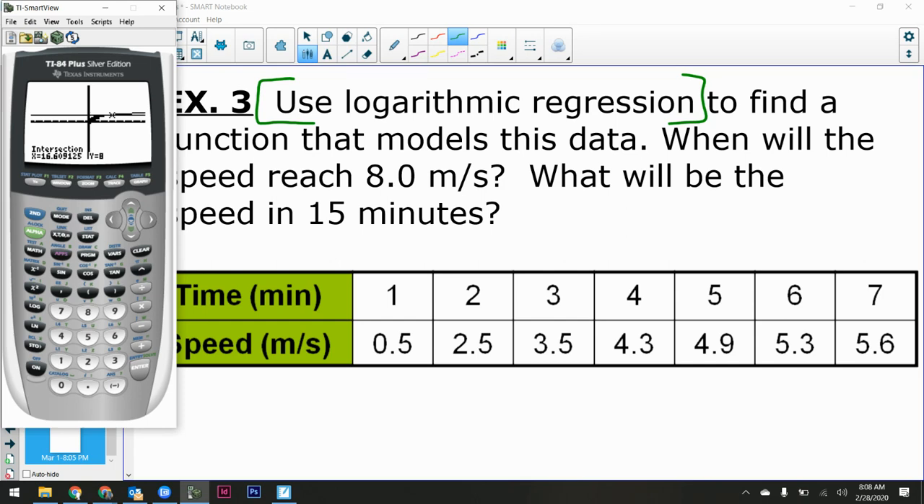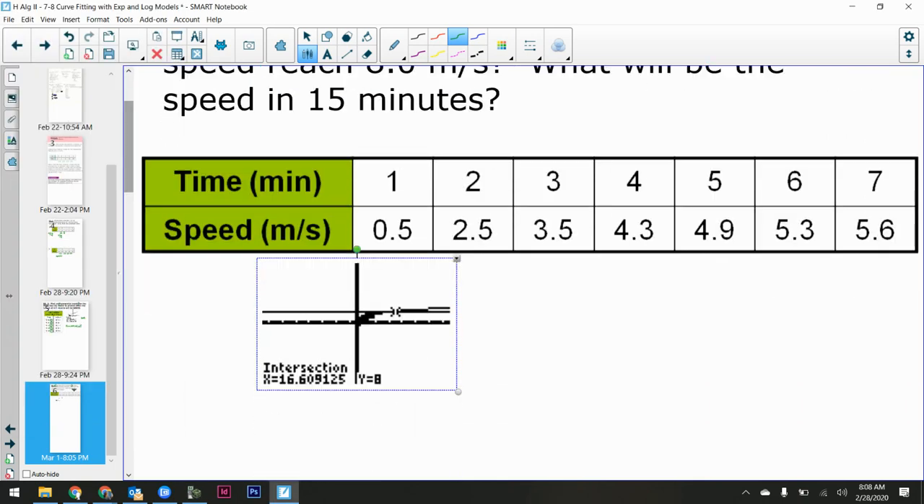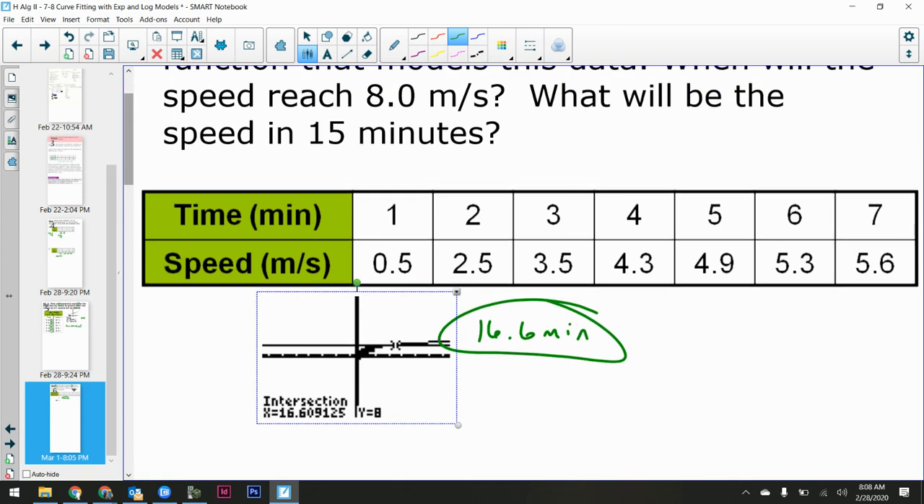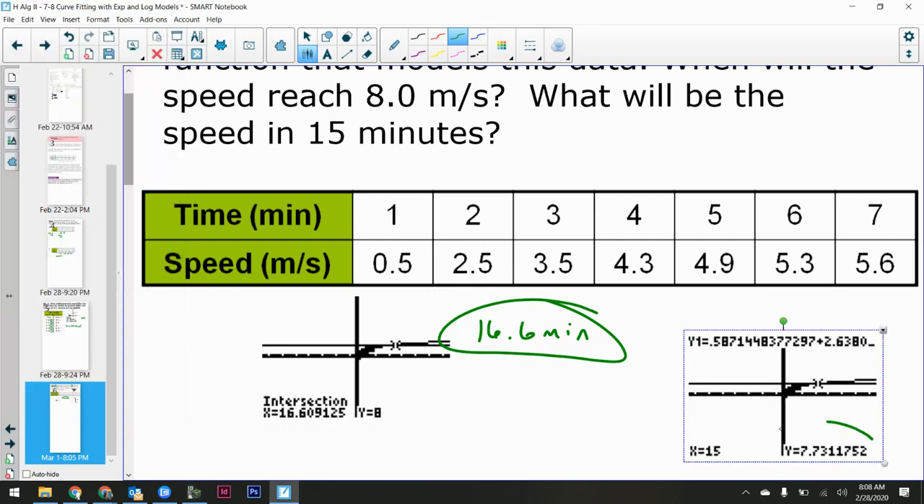Okay, so at what time is it going to reach 8 meters per second? 16.6 minutes. And now I want to know what it's going to be like in 15 minutes. Is 15 an x value or y value? An x value. Second, calculate the value of 15. The speed is going to be 7.73 meters per second.